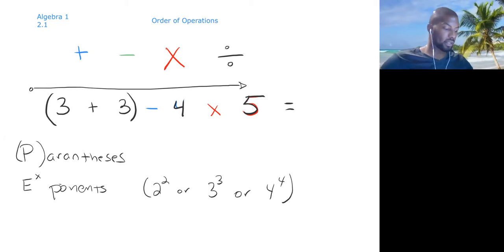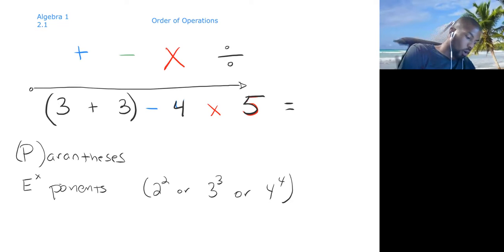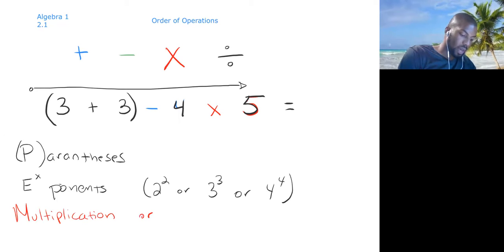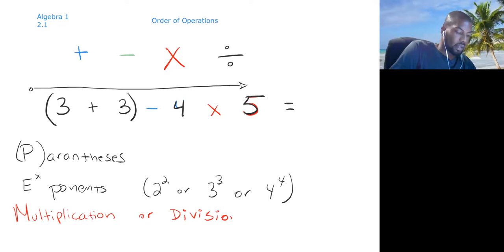Those are your exponents. So first you do your parentheses, then your exponents, then you do your multiplication or your division. Okay? You either do multiplication first or you do division, depending on which one comes first from left to right. And then you do addition or subtraction.